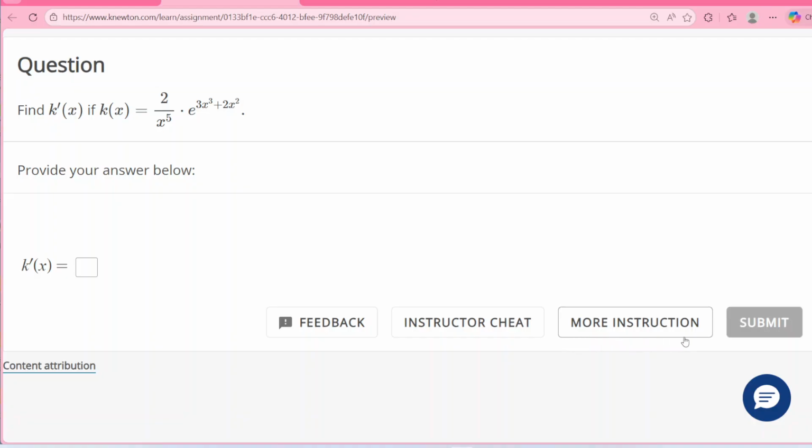And then you have the more instruction button. So if you're ever working on a problem in a particular objective and you don't recall how to do that particular question, or you don't remember the material too well from your reading and studying, click on more instruction, open instruction, and you'll be given reading to do or videos to watch or both that relate to that objective, and hopefully that can help you get through the assignment.